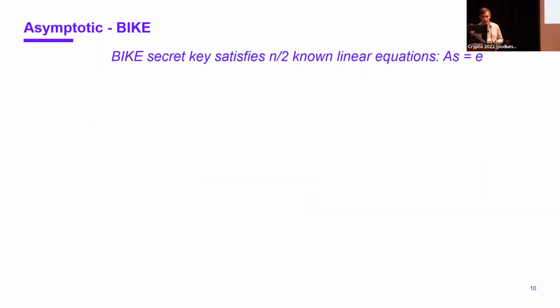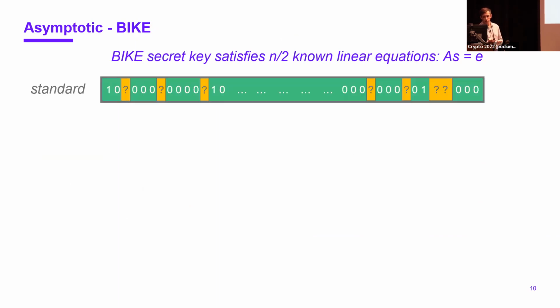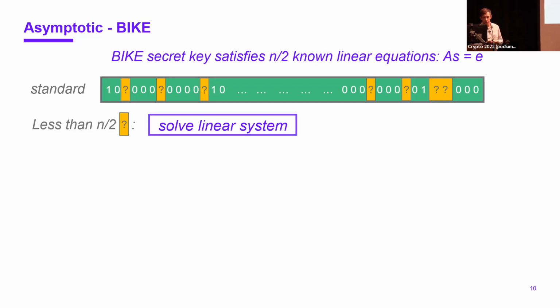So in the BIKE case, let us just quickly have a look at how this worked. As we already saw, the BIKE secret key fulfills this linear relation, A times S is equal to E. And our attack basically simply shows that you don't need to know S or E, just any n/2 coordinates suffice. Because as long as you have fewer than n/2 question marks, you have fewer than n/2 unknowns in this linear system.